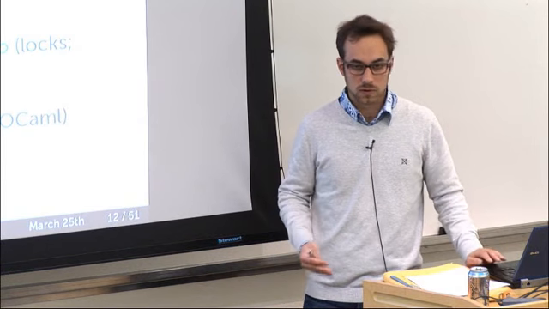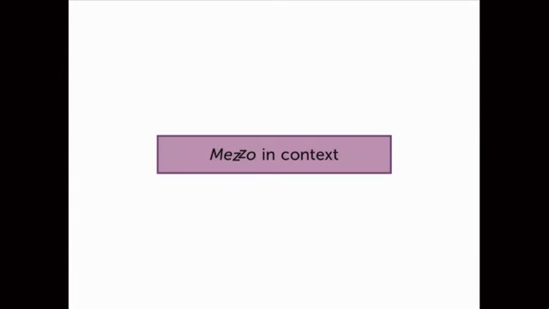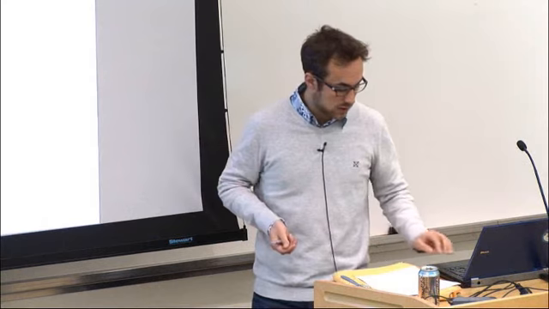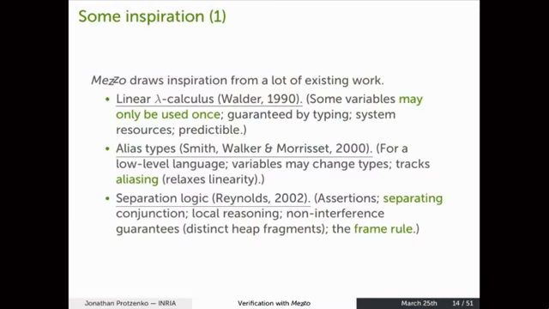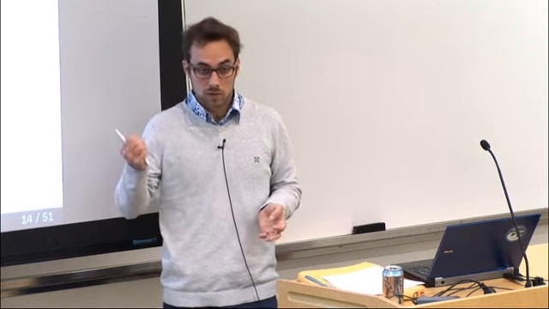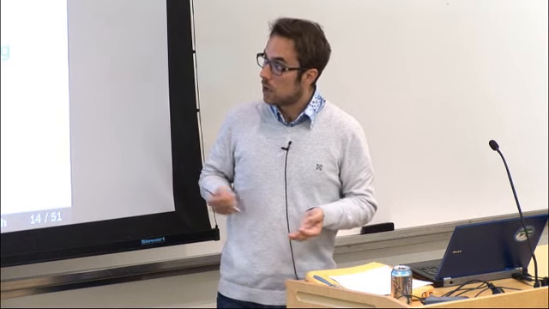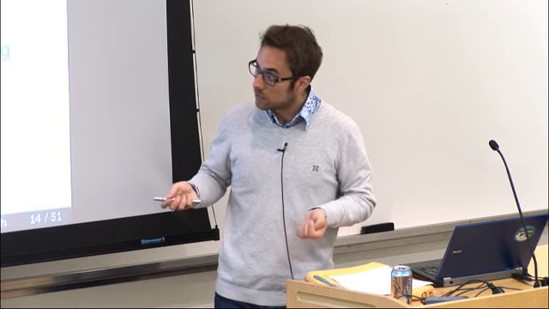Any other questions? Okay. So let me just give you a few sources of inspiration to make sure that we can locate Mezzo in the design space. Mezzo is influenced by a lot of existing work. Of course, there's the linear lambda calculus, which has that idea that some variables may only be used once, and that way you get predictable deallocation, and that's an efficient way to model system resources. So we do have that notion also in Mezzo that some variables can be uniquely used. Another source of inspiration is alias types.